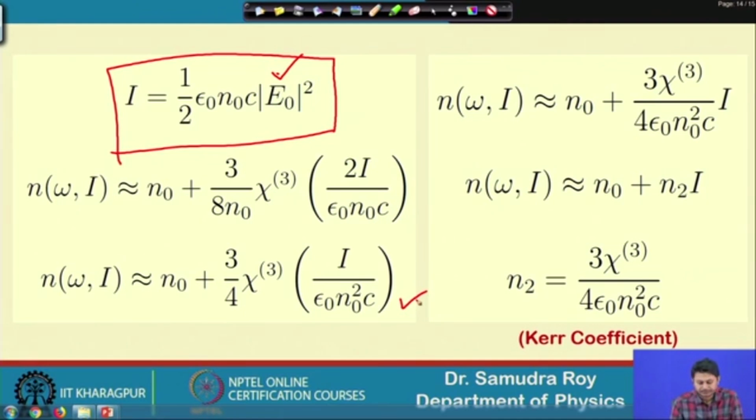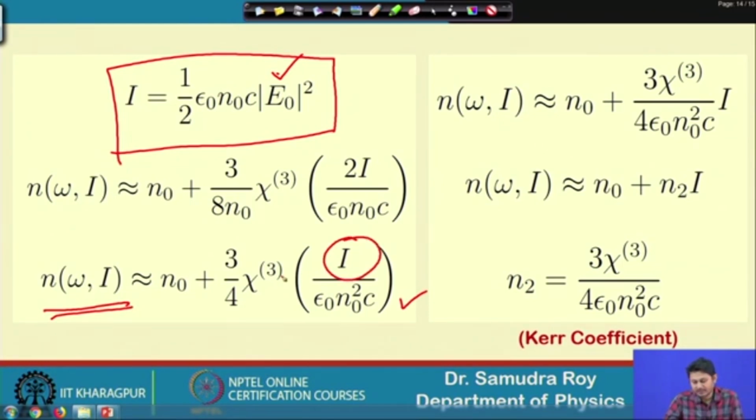Then we can write these things in a simpler form. Once I have this entire equation, you can see that I write refractive index n as a function of frequency and intensity. Normally the refractive index is a function of frequency, but now we find that because of the third order effect, the refractive index is also a function of intensity, because intensity is now sitting here explicitly.